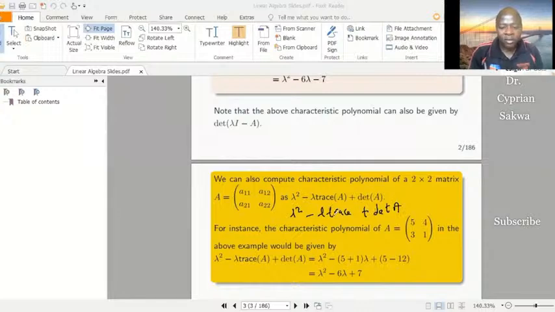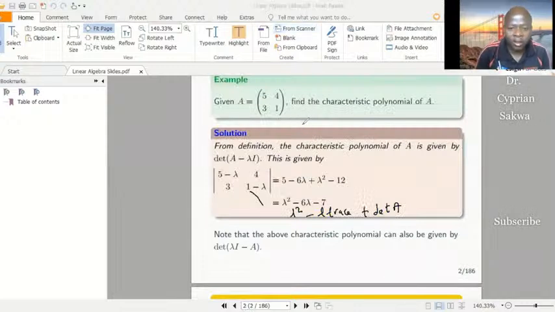Now we all know that the trace of A is the sum of the elements along this diagonal. And then after that, you'll be getting the determinant of this matrix. So let's just use the above example to demonstrate this. We can do it by just taking lambda squared minus lambda times the trace of A, and then plus the determinant of A. The trace of A, as I've explained, is the sum of the elements along this diagonal, so that is 6.